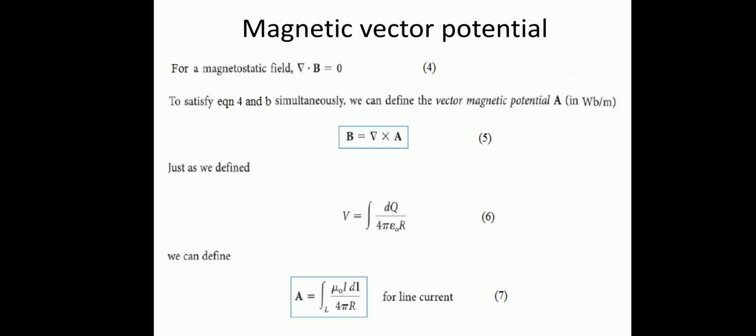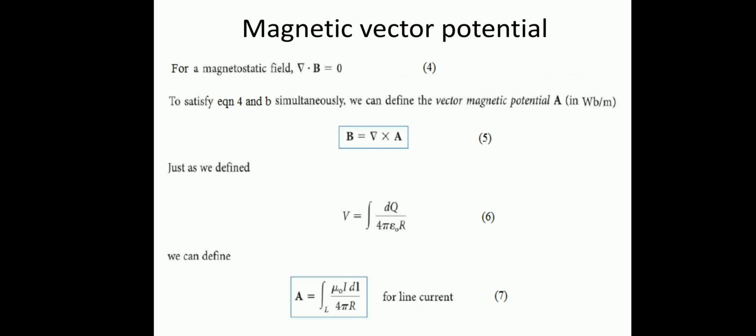Next we can see what is magnetic vector potential. For a magnetic field, according to Gauss law, the surface integral of B dot dS equal to 0. The surface integral of any vector is the volume integral of the divergence of that vector, so we get del dot B equal to 0, and this equation is called Maxwell's second equation for the magnetic field. So for a magnetostatic field, del dot B equal to 0.